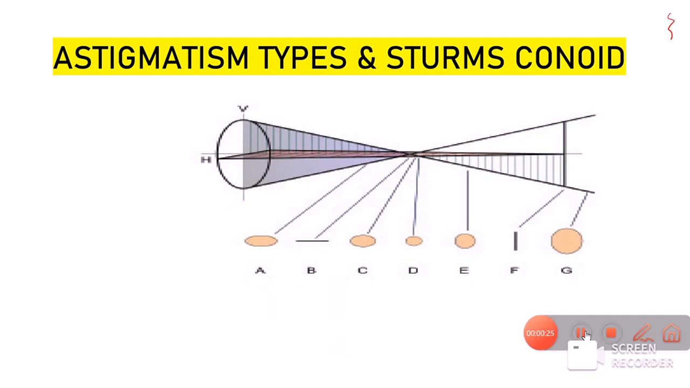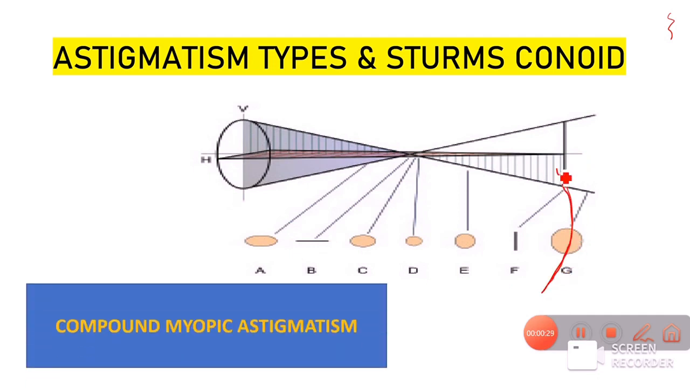In the end, let us now place the retina at this point, that is G. Now, where are the focal points? Both the focal points are present in front of the retina. So this is a case of compound myopic astigmatism.